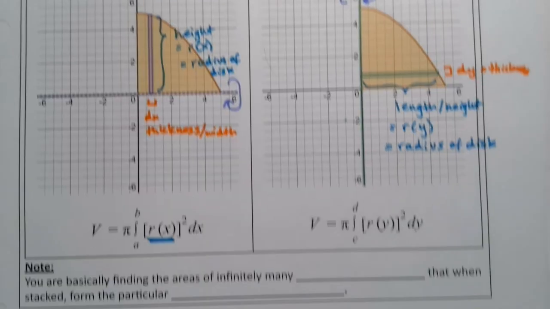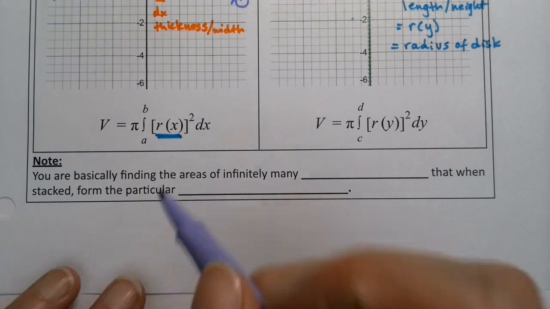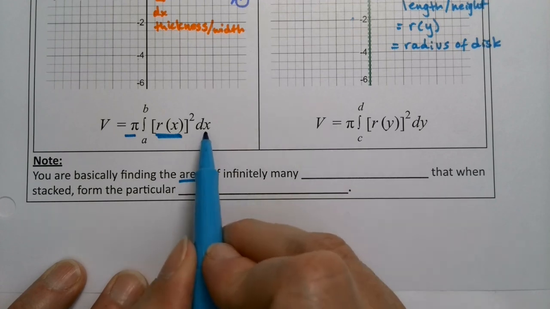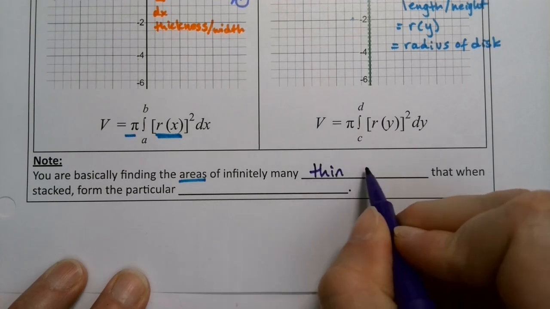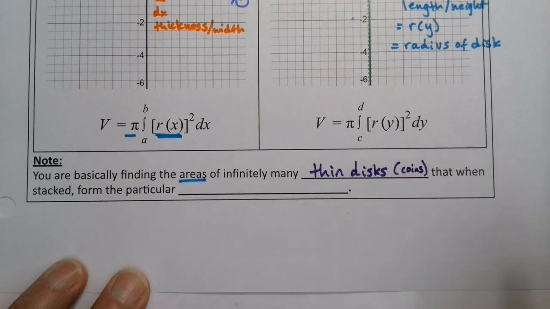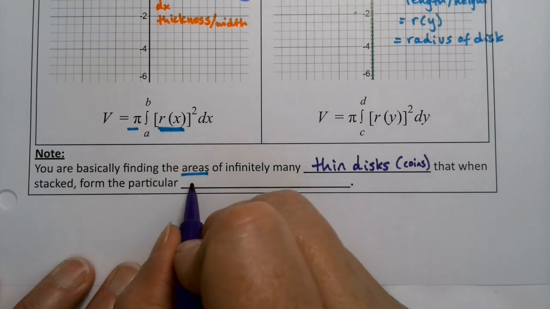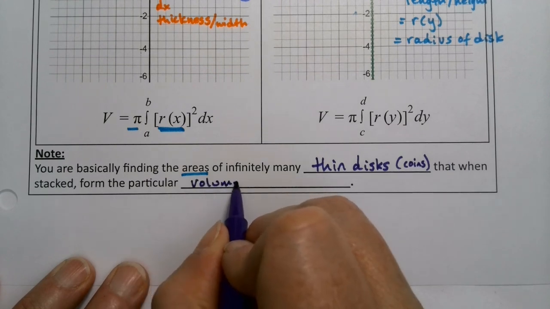All right. Now, what you're doing is you're finding, it's not really the areas, it's kind of the volumes, but it's area and then multiplied by an infinitesimal thin. So area is the pi r squared part, and then you multiply it by the thickness to get the volume, but you're doing it for infinitely many thin disks, like coins. And then when you stack them, right, when you add them up, which is where the dx and the a to the b form come in, then you're finding the particular volume of your solid.